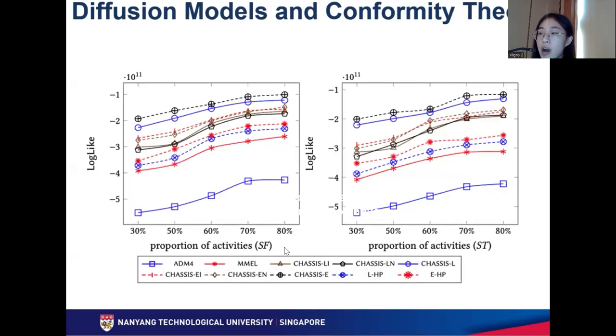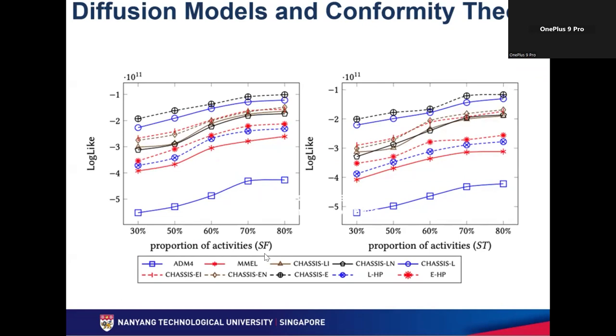Yeah, and here is a part of the results. In this paper, they use two sets of data. One is from Facebook, another one is from Twitter. So here, as you can see in the X label, the SF means the subset of Facebook data, and ST is the subset of Twitter data.